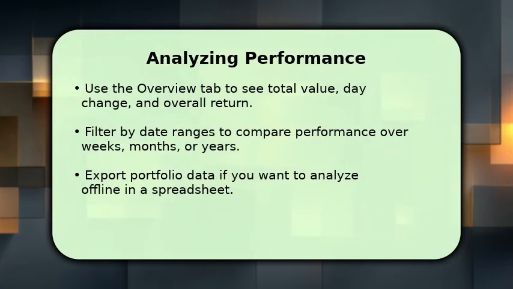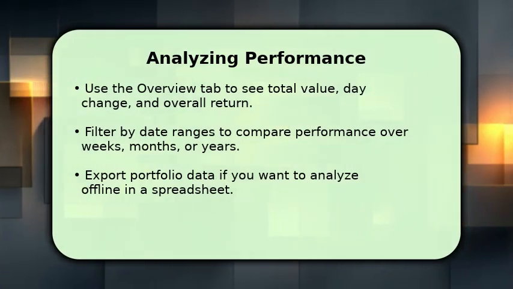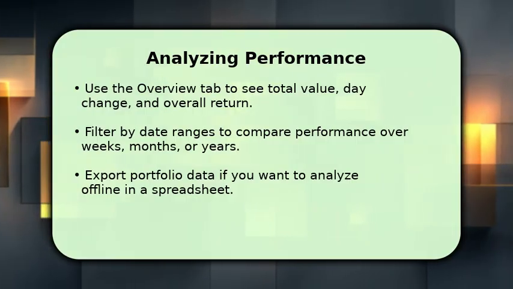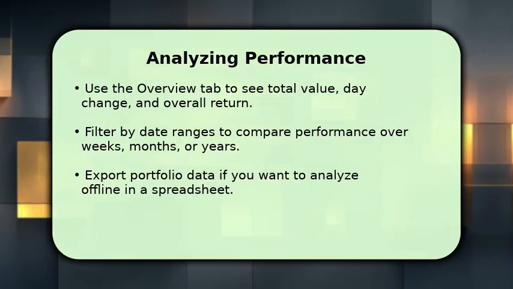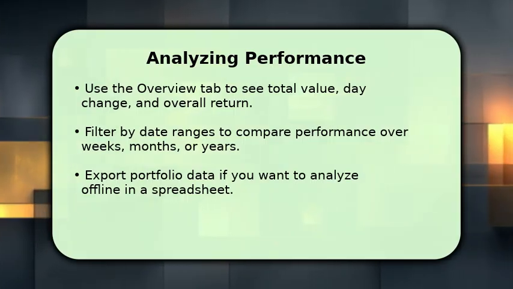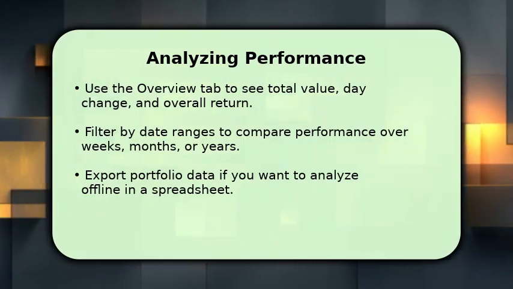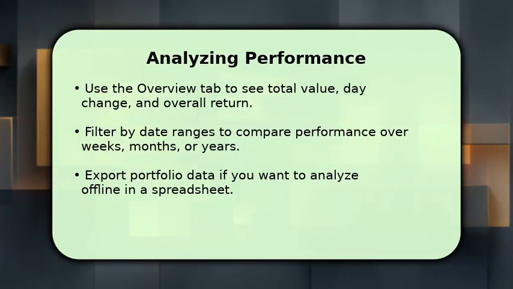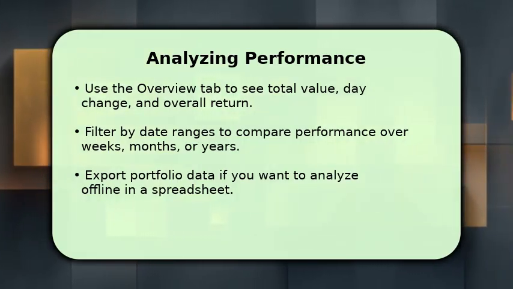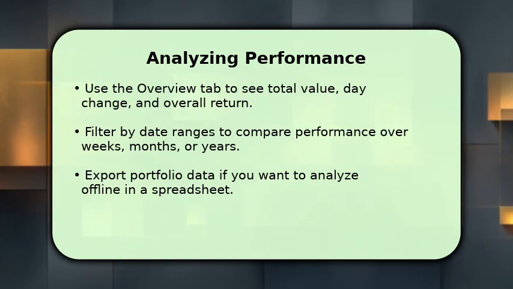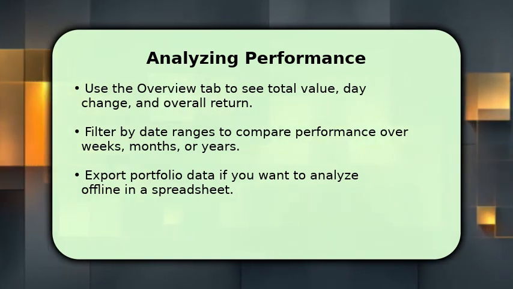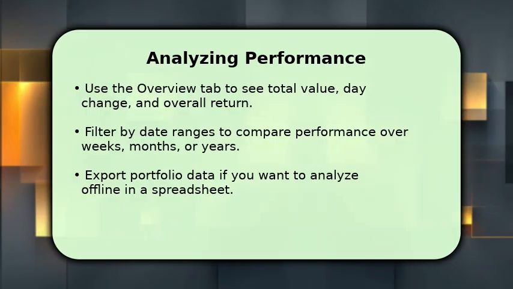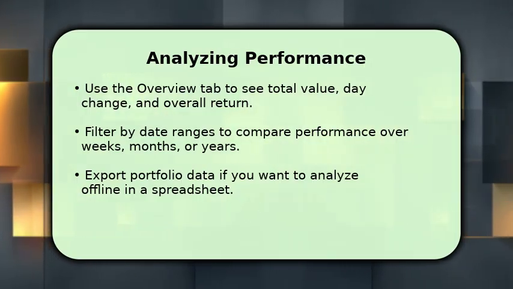Check the overview for a snapshot of portfolio value, day change, and total return so you can assess performance at a glance. Toggle date ranges to compare recent momentum versus longer-term trends and spot seasonality or volatility. Use charts to visualize allocation and sector exposure, and export CSV when you want deeper analysis in a spreadsheet or to keep a personal backup of your portfolio snapshots over time.